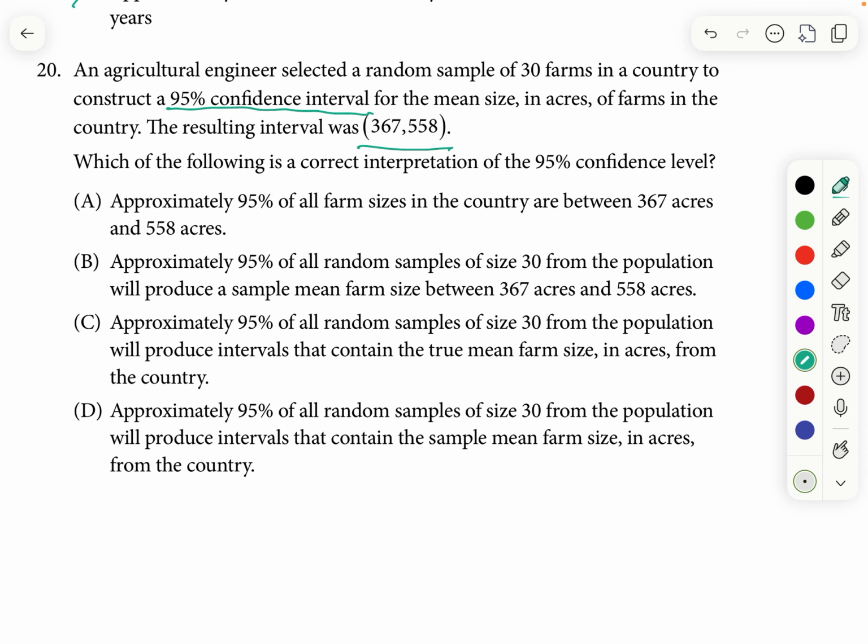Part A, approximately 95% of all farm sizes in the country are between 367 and 558. Well, that's not true. Okay.